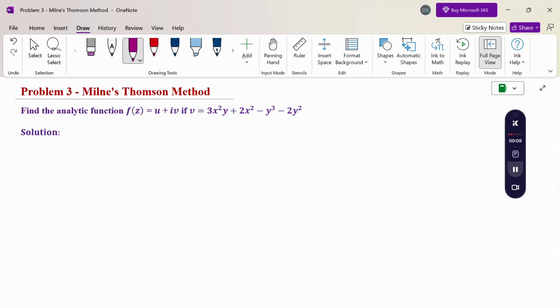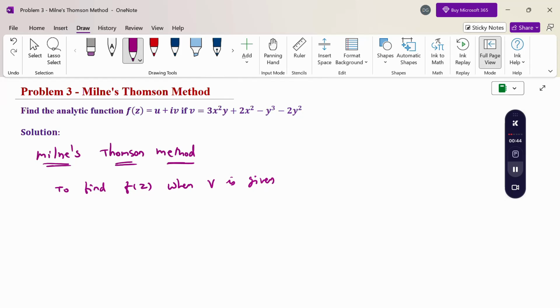In this section, we are going to discuss a Milne-Thomson method problem. Look at this problem. Find the analytic function f of z equal to u plus iv if v equal to 3x square y plus 2x square minus y cube minus 2y square. The main purpose of the Milne-Thomson method is to find f of z when u is given or when v is given. In this problem, v is given, therefore we use the Milne-Thomson method to find f of z when v is given.